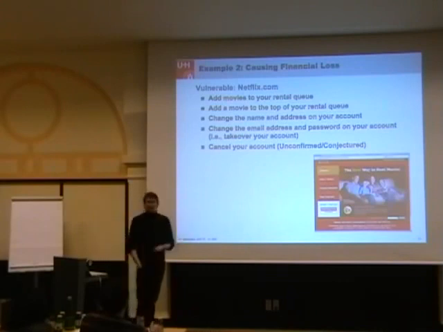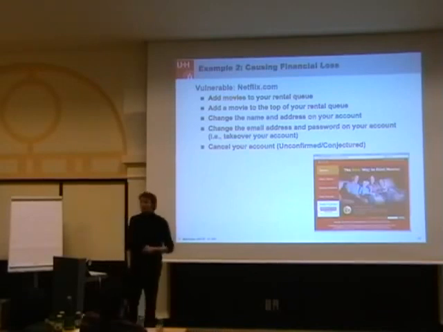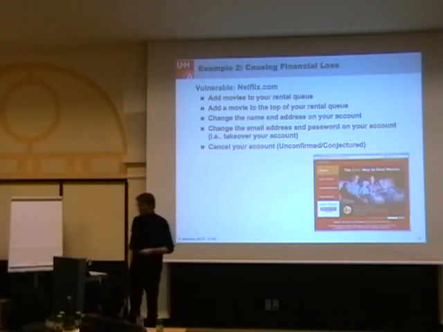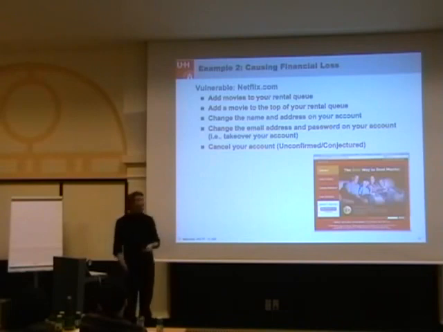So Netflix wasn't protecting against cross-site request forgery. An attacker was able to add some movies to your rental queue. So you decided you really want to see Shrek 2. It's a good movie. And he was able to put this movie at the top of your queue. So he said, okay, you really should watch Shrek 2, and the next movie you get is Shrek 2.